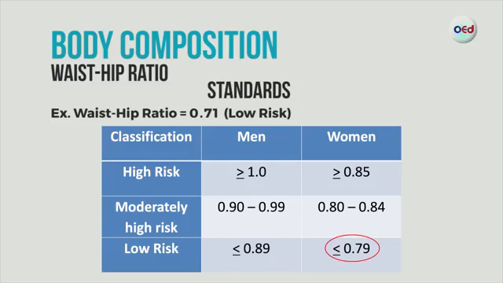Analyzing the data from the example, Jane's waist-hip ratio result of 0.71 puts her under which classification? Looking at the table closely, 0.71 is within the range of less than or equal to 0.79, which puts Jane at a low risk for obtaining health-related diseases.